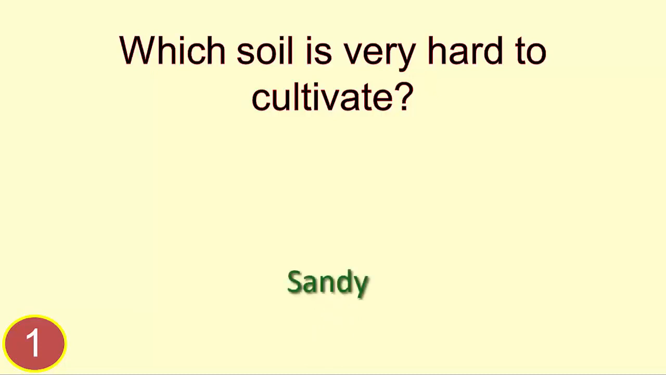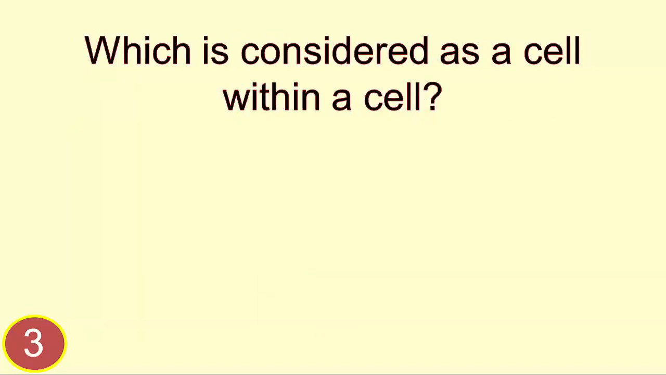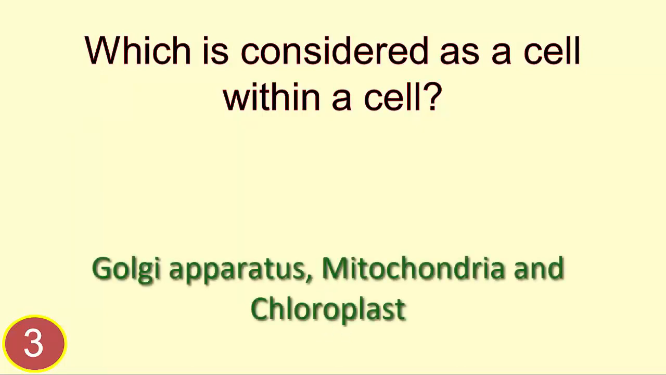Answer is sandy. How much time does a normal heartbeat require approximately? Answer is 0.8 seconds. Which is considered as a cell within a cell? Answer is Golgi apparatus, mitochondria and chloroplast. These organelles have their own DNA.